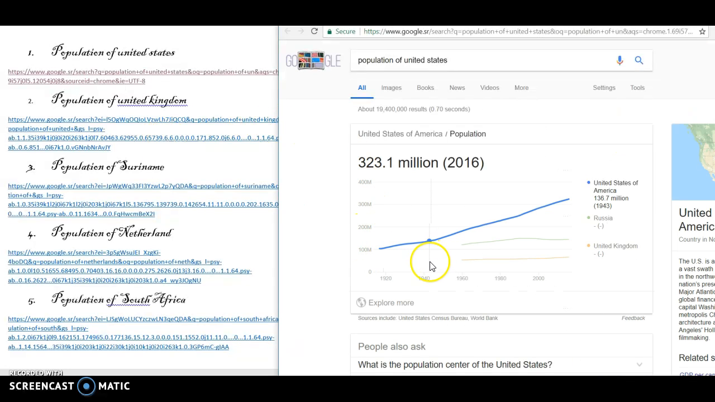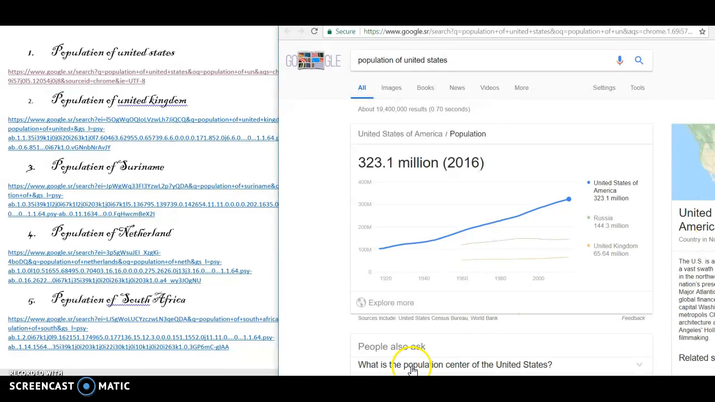Here I have the population of the United States. If I move this line, you can see how much the population grew. Here, if you look, you will see it move. You can see the difference in the population growth in the years 1920 to 2000. That was in the United States.